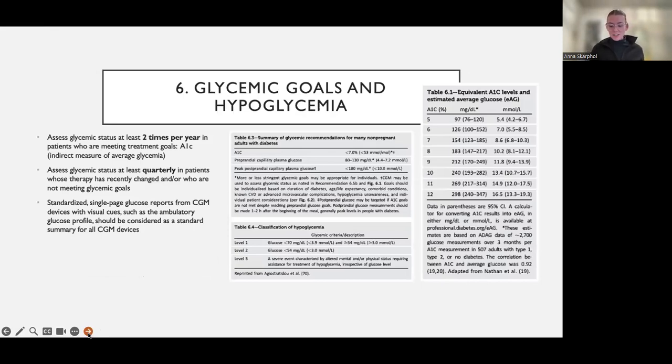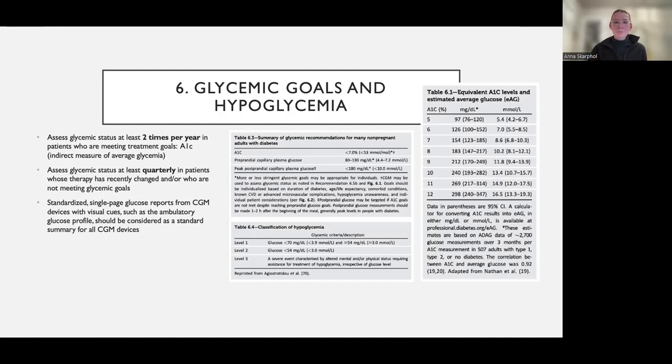The next section is glycemic goals and hypoglycemia. This section talks a lot about when we need to monitor patients' A1C depending on their control. And so as you can see here, in patients who are well controlled, and so that would be traditionally an A1C less than 7, but we'll see later for some patients it's not always 7, those patients should be monitored. Their glycemic status should be assessed twice a year. And then in patients who are not at goal, we like to assess them quarterly to help them meet their goals.